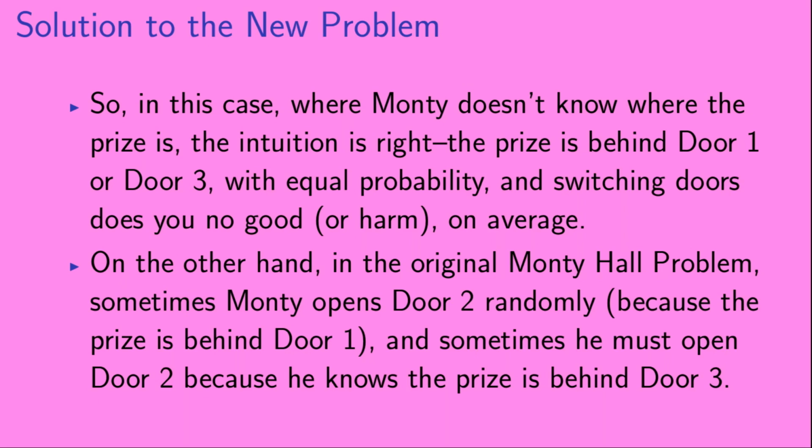The prize is behind door 1 or door 3 with equal probability, and switching doors does you no good or harm on average. On the other hand, in the original Monty Hall problem, sometimes Monty opens door 2 randomly, because the prize is behind door 1, and sometimes he must open door 2 because he knows the prize is behind door 3.